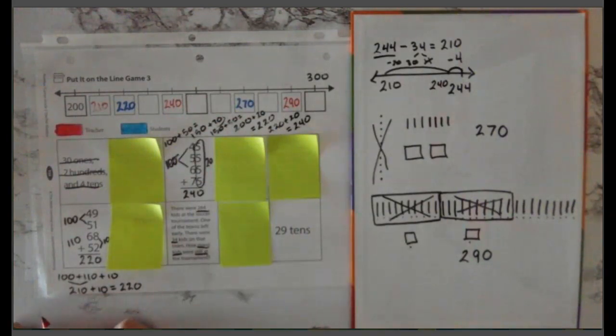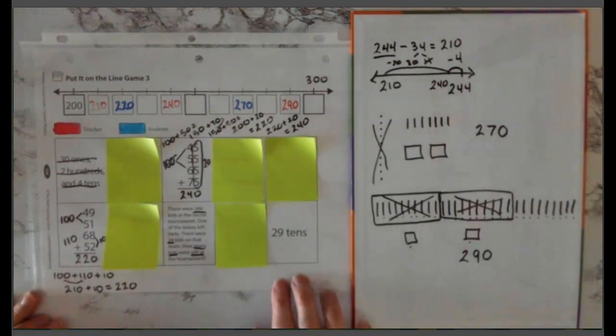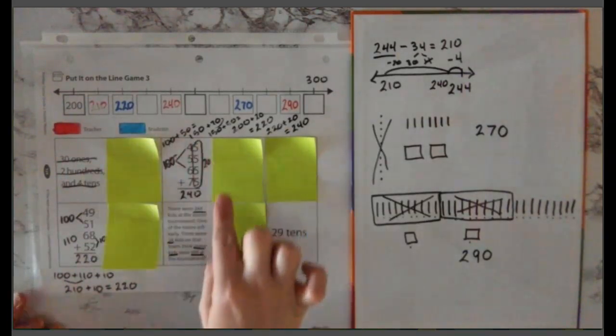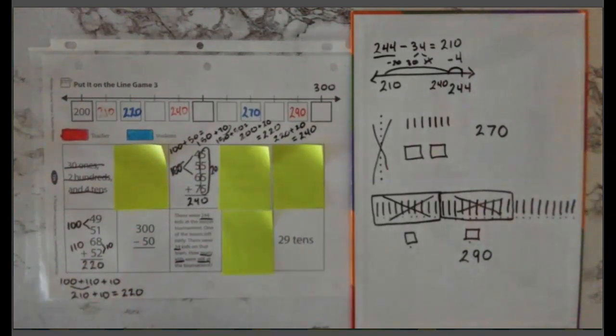All right, let's have you take one more turn so we each get 3 turns, and then we'll add our numbers together to see who won. Let's pick, how about this one here? 300 minus 50. Can you solve 300 minus 50 on your whiteboard?